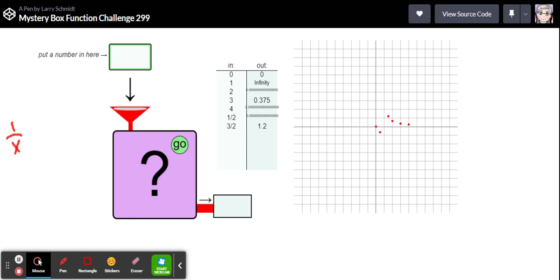Let's start going in the negative direction. So let's put in a -1. Oh, so that's giving us a negative infinity. Let's put in -1/2. I see. And let's put in a -3/2. And -2. And -3. Oh, this is really interesting.